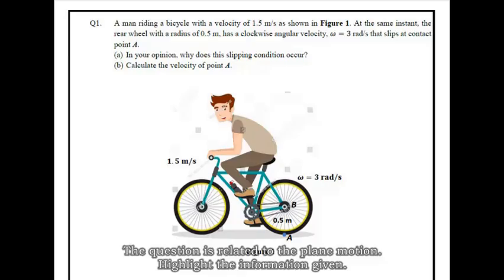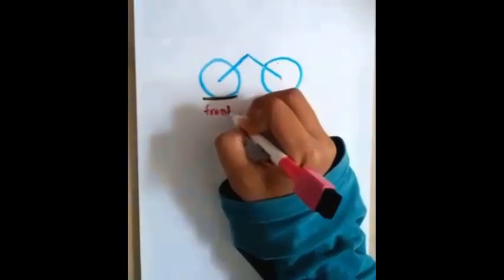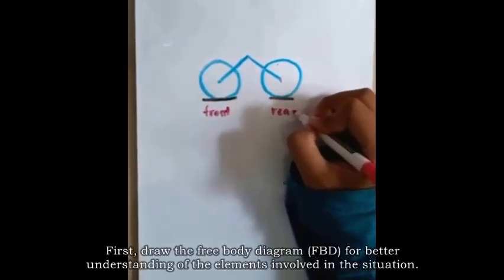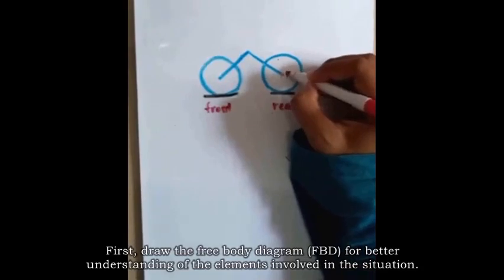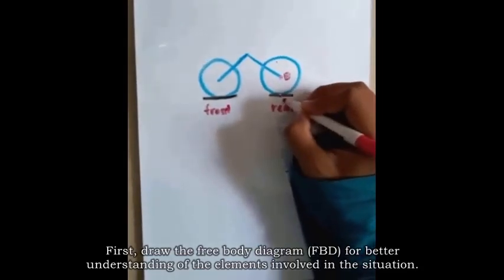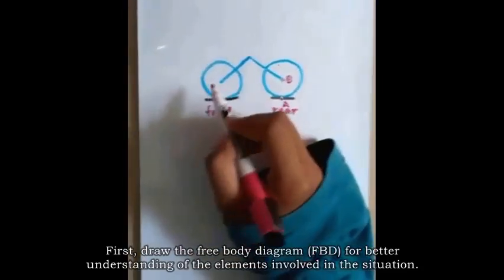The question is related to the plane motion. Highlight all important information given. First, draw the free body diagram, for better understanding of the elements involved in the situation.